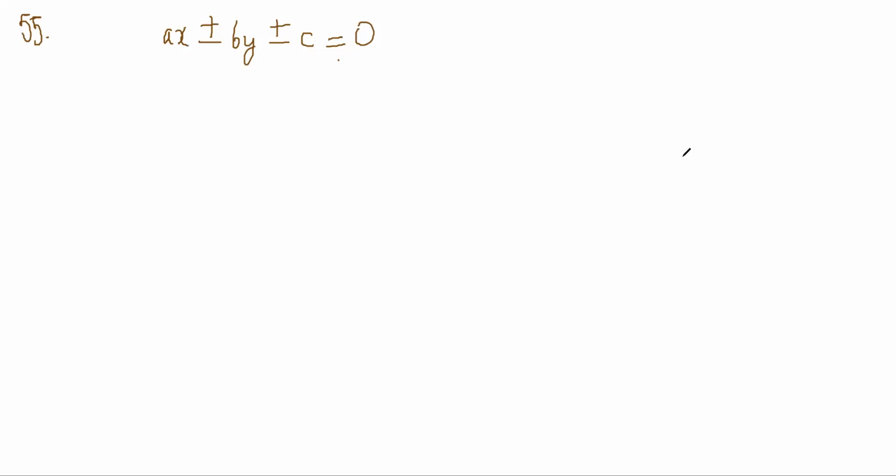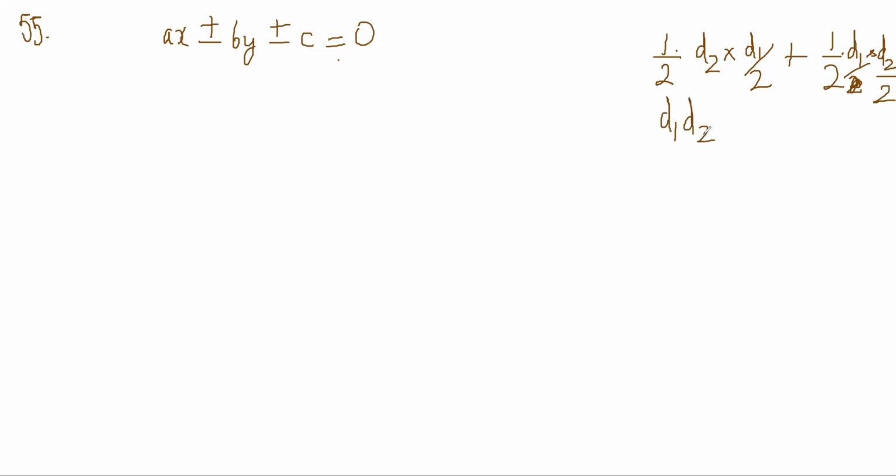Area of a rhombus is what? Half into the product of the diagonals, right? Diagonals are also perpendicular in a rhombus. That is why it is coming half. No, it is just the product of the diagonals, I think. No, it's half d1 into d2 only, I guess. Half into d2 into d1 by 2 plus half into d1 by 2 into d2 by 2. I think it's, wait. So it becomes d1 d2.